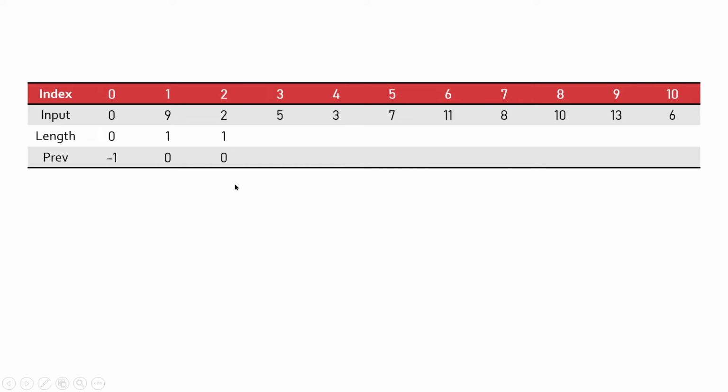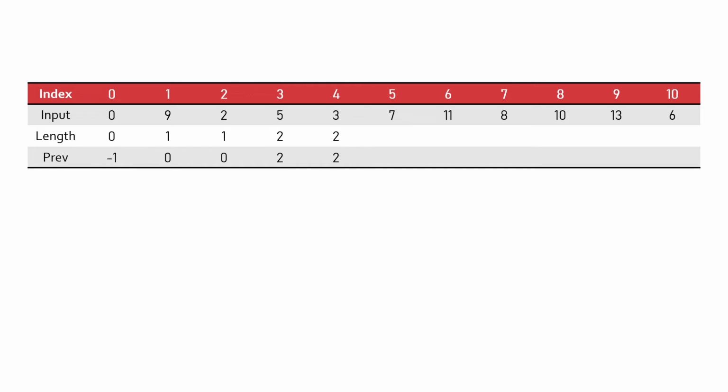Then 5. 5 will be compared with 2 because 5 is greater than 2. So 1 plus 1, and the length will be 2. Then 3 will be compared with 2 and the length will also be 2 because 1 plus 1 is 2. Then 7 can be compared with either 2, 3 or 5.